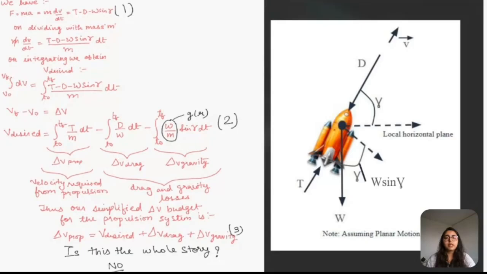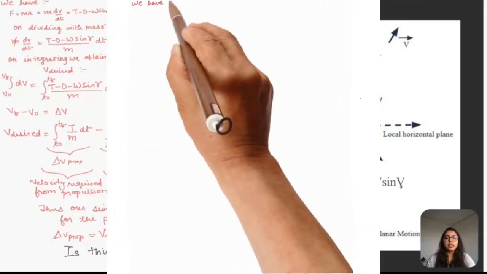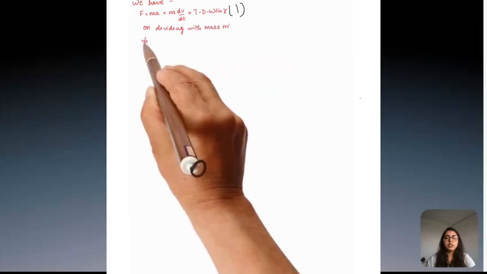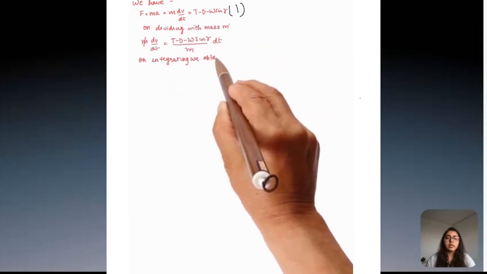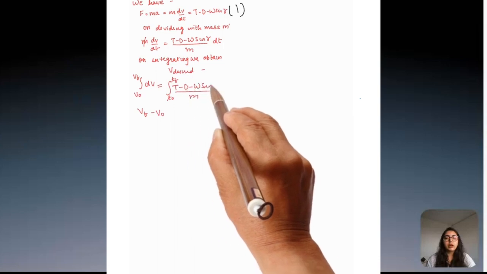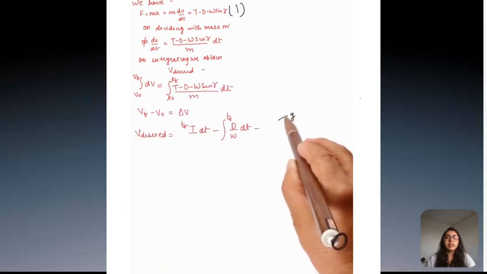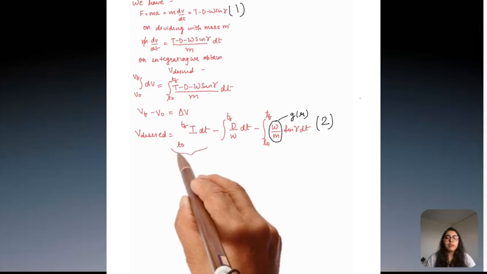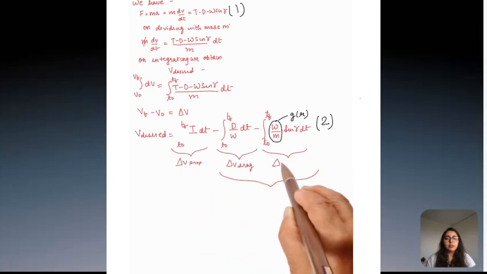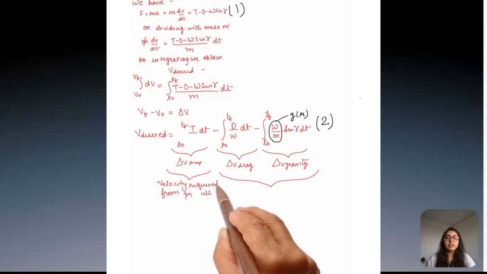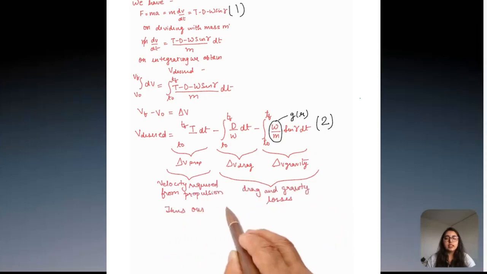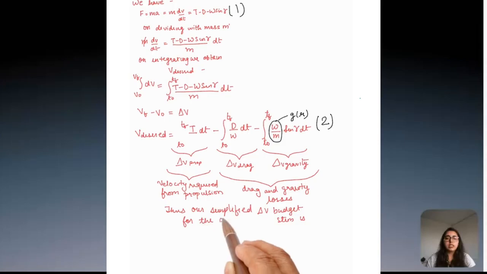Here are some calculations. If we divide by the mass m and multiply by dt, everything on the right, then we have the equation dv/dt equals T minus D minus W sine gamma, all divided by m. Now we can put integral signs on both sides. On the left side, we integrate from the initial velocity v0 to the final velocity vf, and on the right, we integrate from the initial time t0 to the final time tf. The integral on the left becomes vf minus v0, which equals delta v.